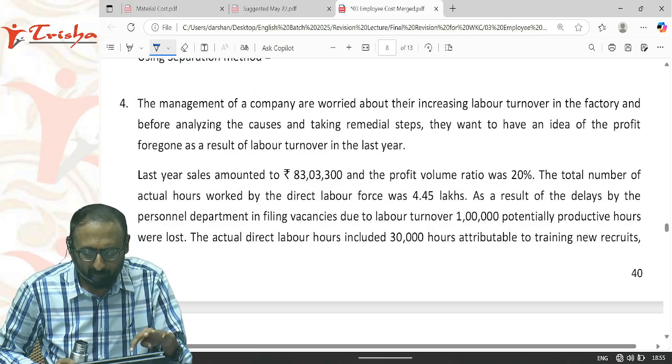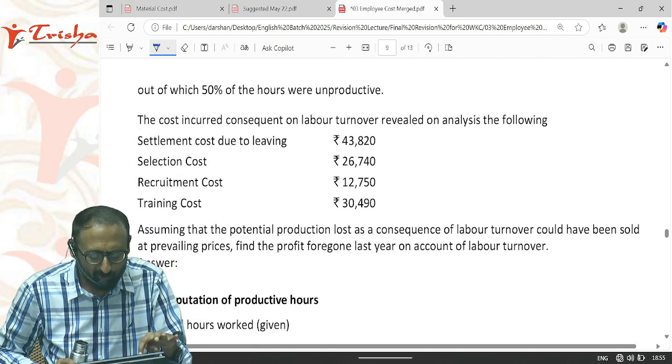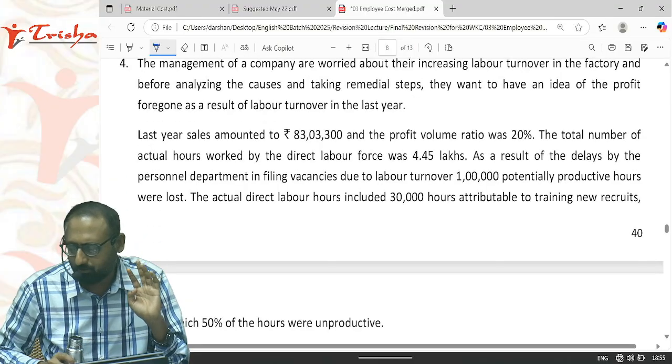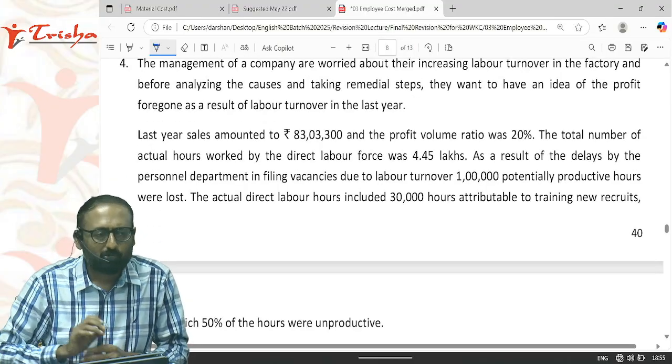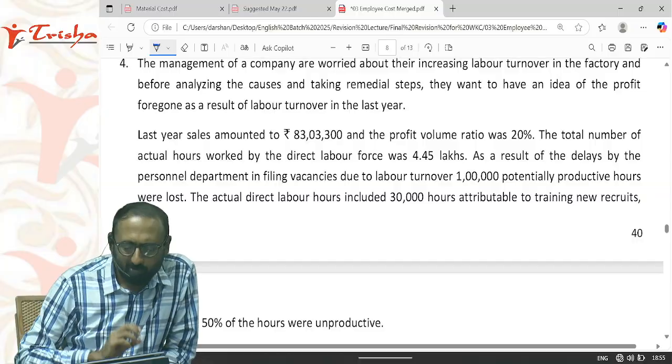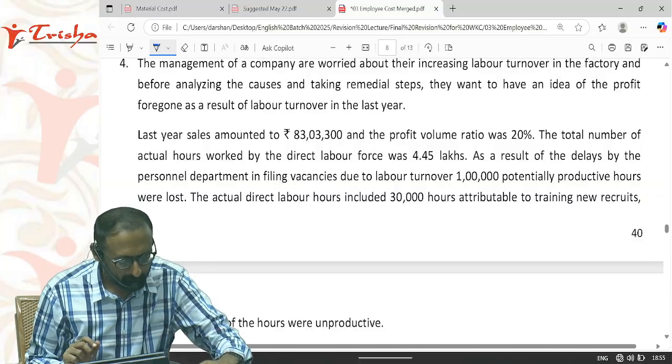Now we are going to solve the most difficult question on employee turnover. Quickly tell me, what is the loss of employee turnover?